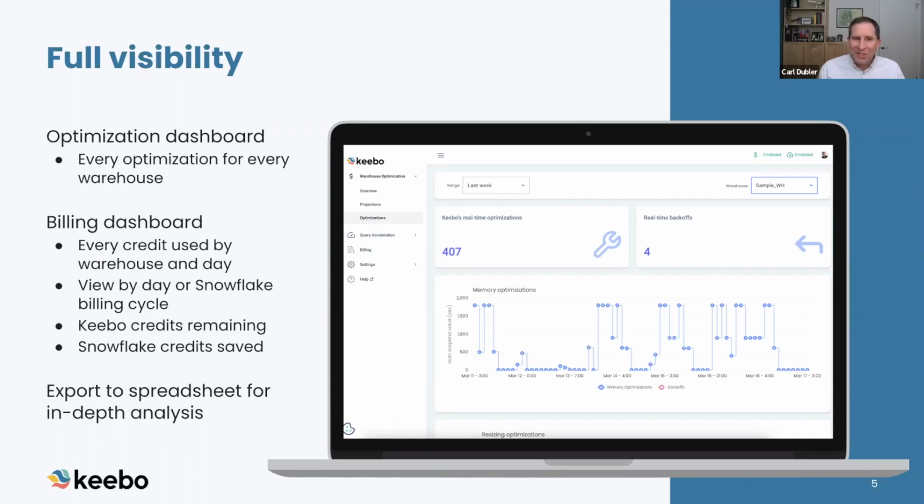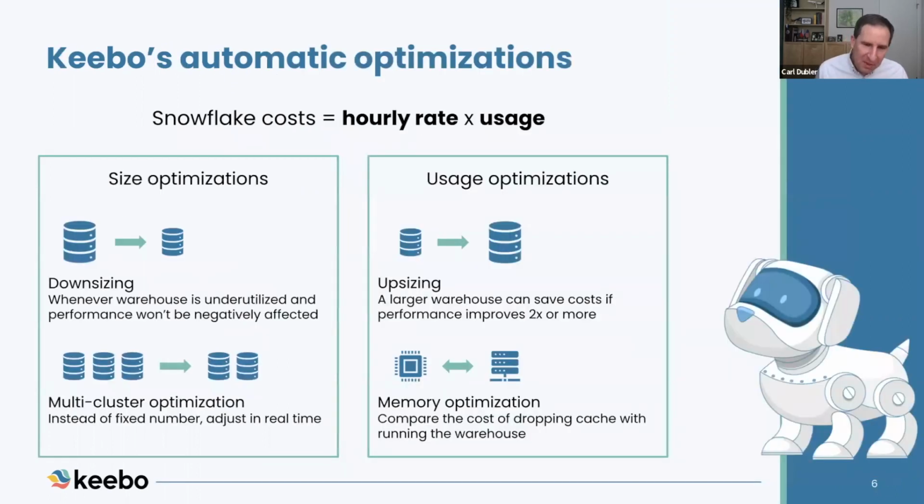Now, what is Keebo doing? I keep mentioning optimizations, so we should probably talk about that, right? So when it comes to Snowflake, when I say fully automated optimizations, it comes down to these four types of optimizations here. We do downsizing of the warehouse, upsizing of the warehouse, multi-cluster optimization, and memory optimization. So in the most basic example, if we notice that your warehouse is underutilized, we will downsize it so that you're paying less for that warehouse when you don't need to have it be as big as it already is. We can do the reverse for upsizing. So we do all of these things.